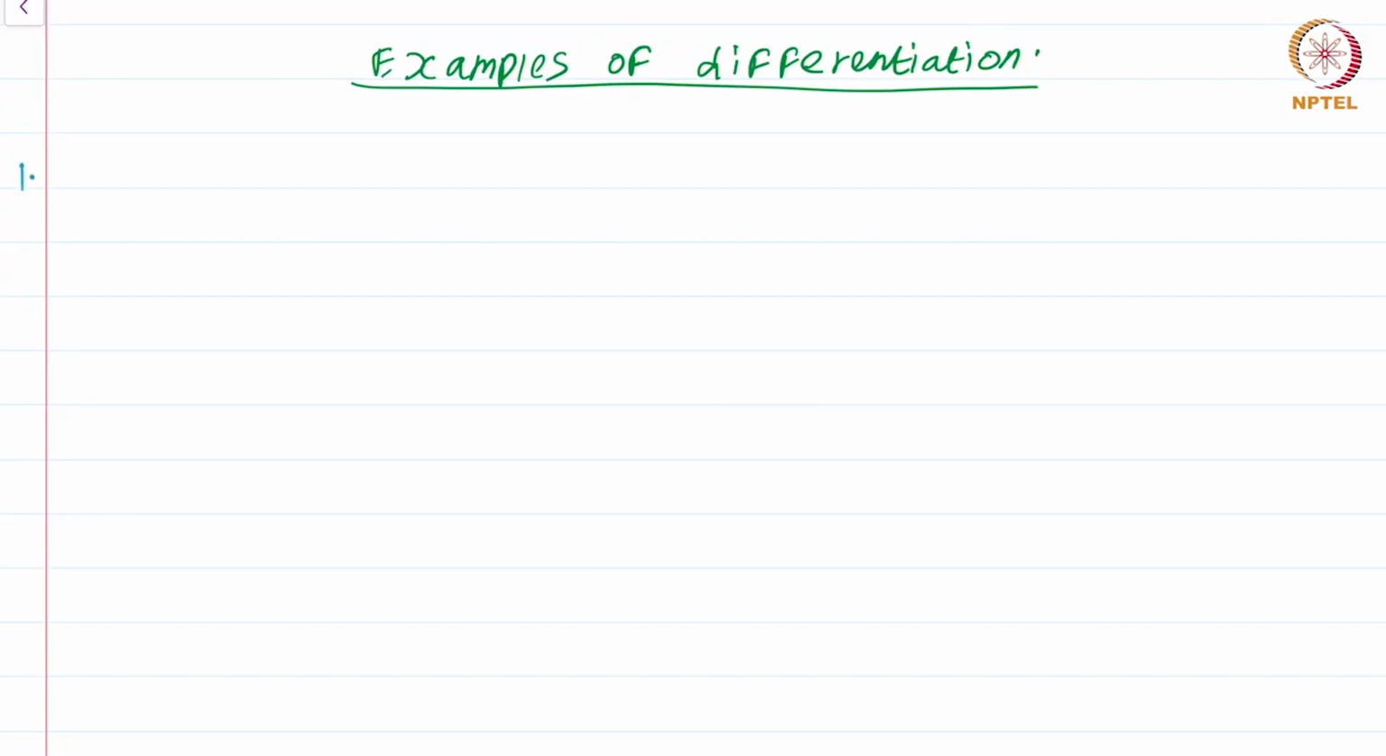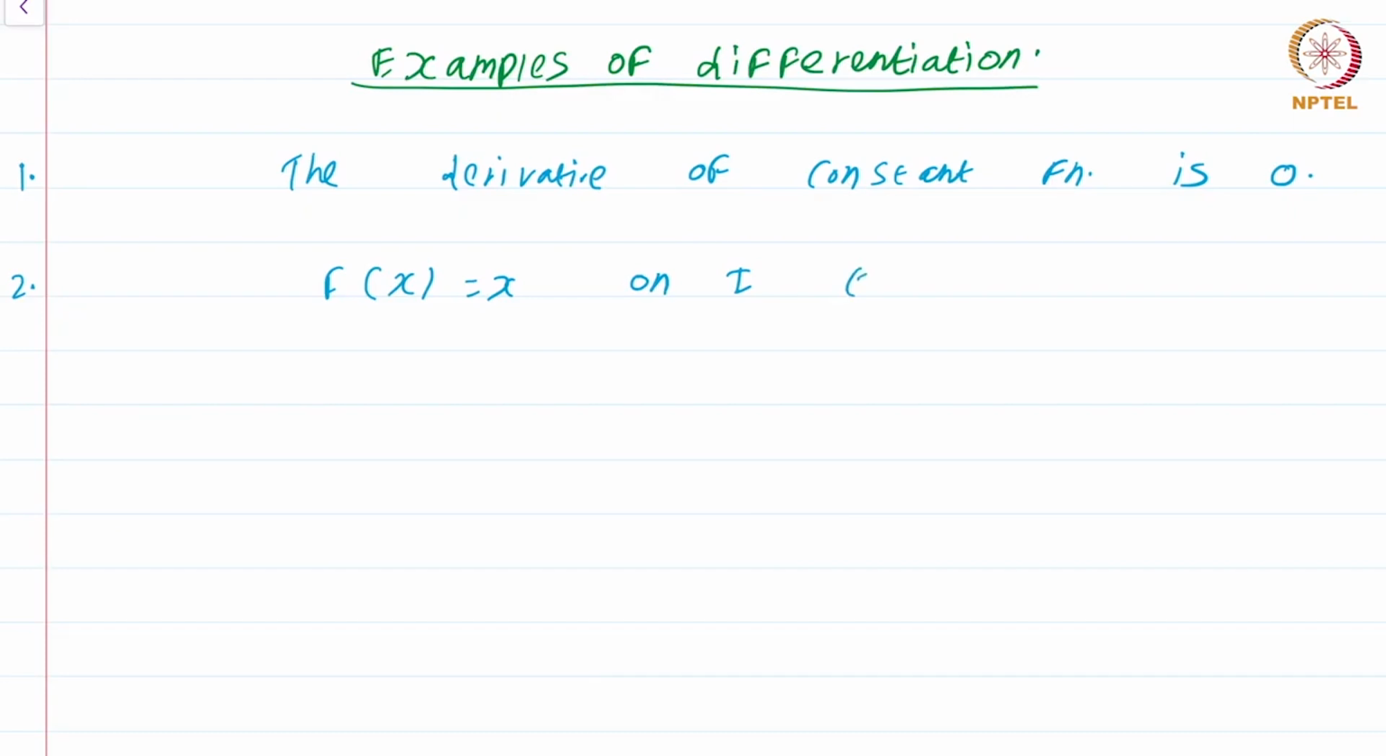Well, the first example is the derivative of a constant function, which is, as you can expect, 0. This is because the numerator in the Newton quotient will be identically 0. That's fairly easy. And next, if you take f of x equal to x on the interval I, then f prime of x is just identically 1.